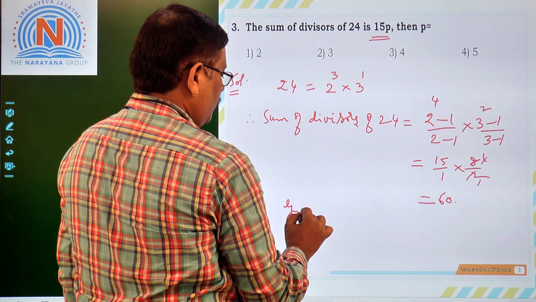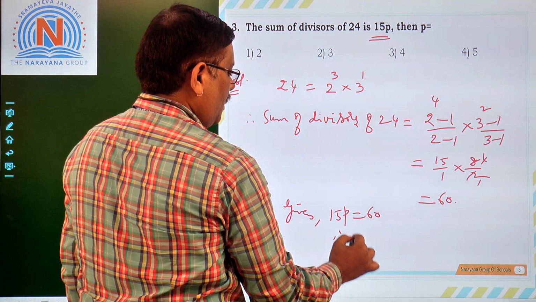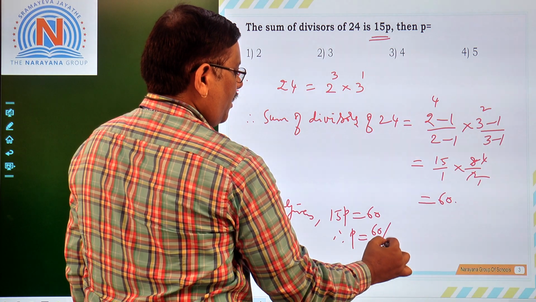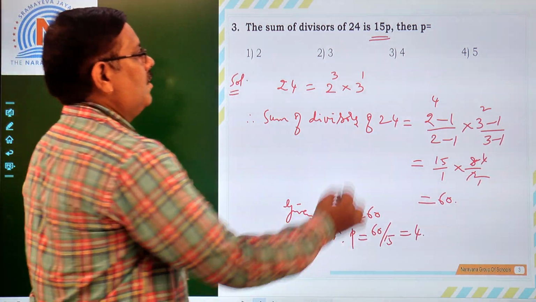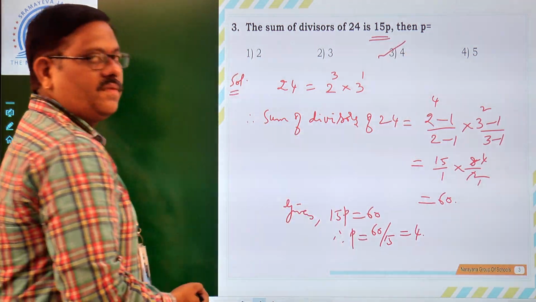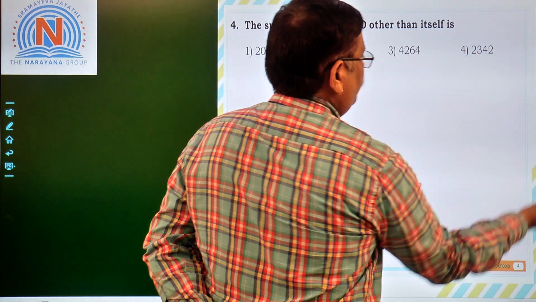Given 15p is equal to 60. Therefore, p will be 60 upon 15, that is nothing but 4. So the value of p is 4, that is nothing but the third option for us. Okay, now let us move to the next question.